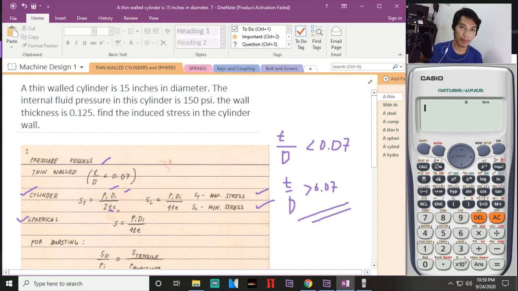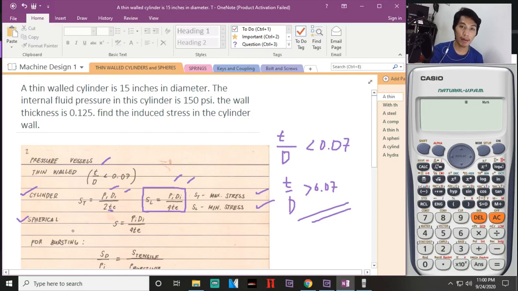Siyempre, wini-welding yan. Kailangan mo i-measure. But there are times na hindi binibigay yung iyong efficiency. What will you do? As is, ang efficiency mo, pag hindi ibinigay, that is 100%. Okay? If not specified in the problem, use 100%. Now, for SL. Ano ba SL? Longitudinal stress. That is inside pressure, internal pressure, multiplied by internal diameter or inside diameter, divided by 4TE. Okay? Yun lang naman ang kailangan yung tatandaan.